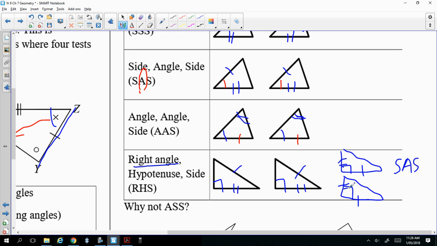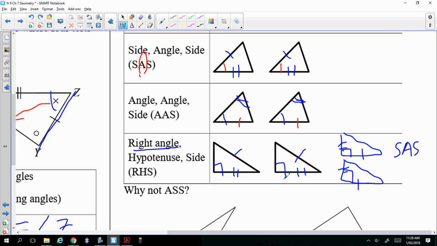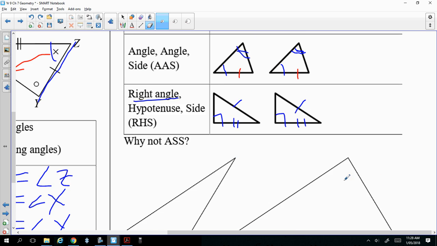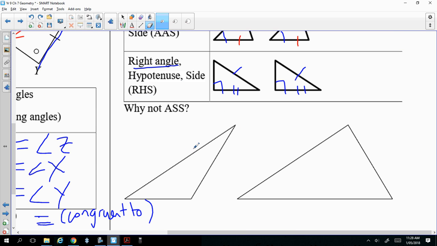Yeah, if it involves the hypotenuse, you use RHS. If it doesn't, like in this case, it's SAS. Okay? Yeah, you have to involve the hypotenuse. All right, now let's look at why can't we have ASS? Why is the order important? Let me show you an example where ASS doesn't mean it's a congruence.